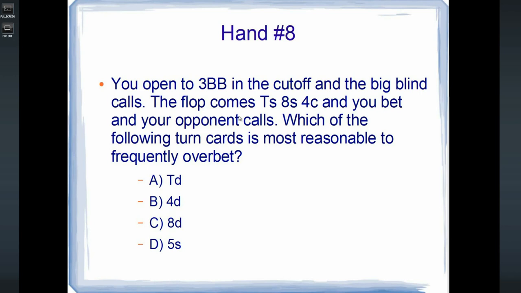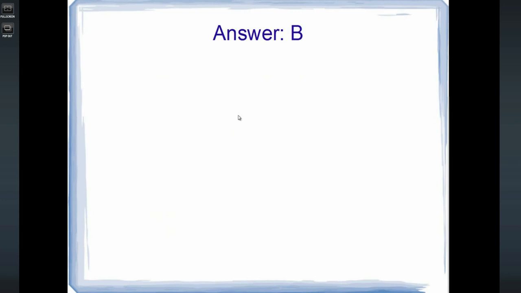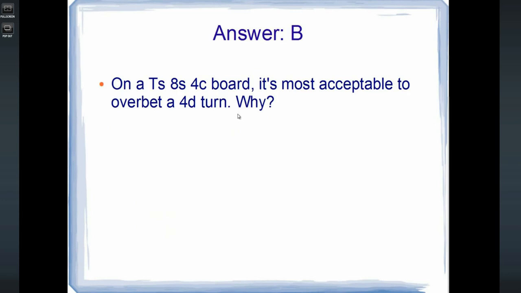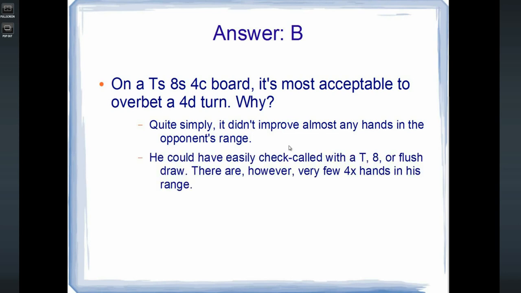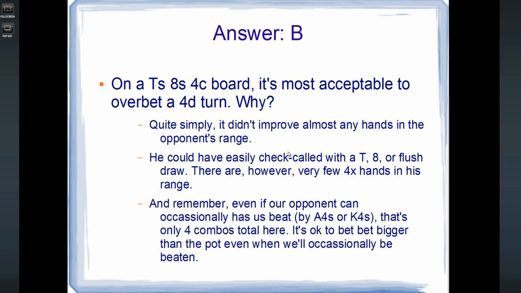And the answer is B, the 4. So on a 10 of spades, 8 of spades, 4 of clubs board, it's most acceptable to overbet the 4 of diamonds turn. Why? Quite simply, it didn't improve almost any, if not literally any, hands in the opponent's range. He could have easily check-called with a 10, an 8, or a flush draw, all of which improved on the different turn cards, but there are very few 4x hands in his range.